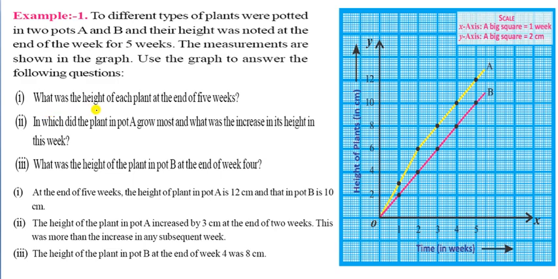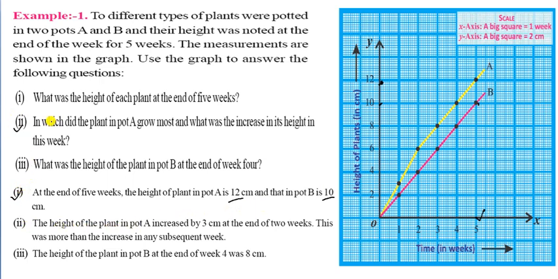First, what was the height of each plant at the end of the 5th week? At the end of the 5th week, you can see here, it is the 5th week. So it is B and A. You can see B is 10 and A is 12. So your answer is for A, 12 centimeters, and for B, 10 centimeters. So that is the answer of your first question.